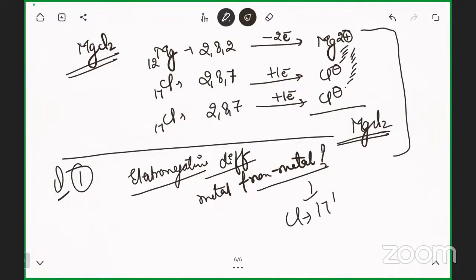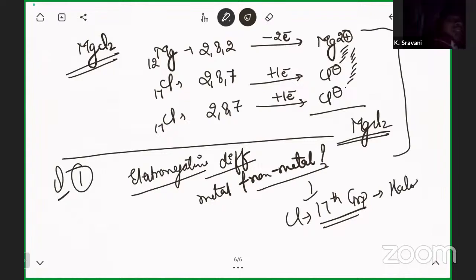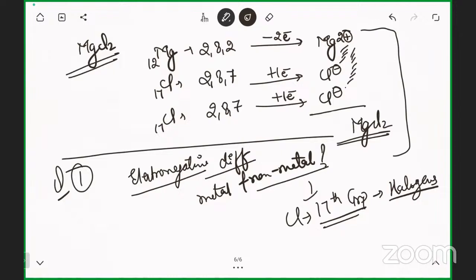Chlorine comes in the 17th group, and the 17th group is known as the halogens. Halogens are highly reactive and highly electronegative elements. So one condition for the ionic bond is that there must be a high electronegativity difference between the species, the metal and non-metal.